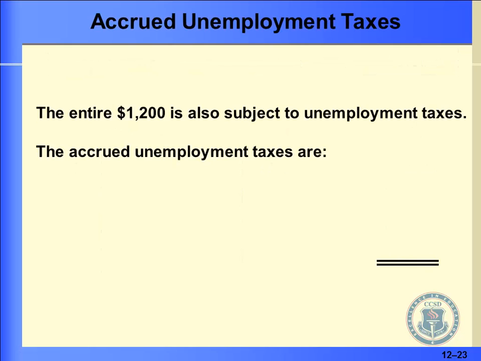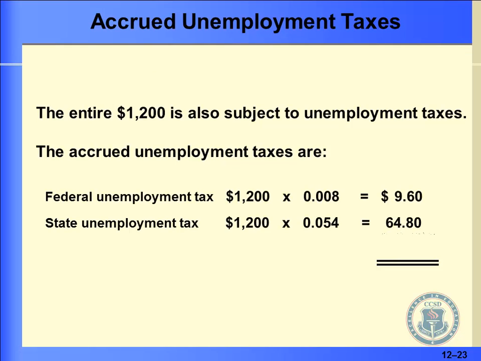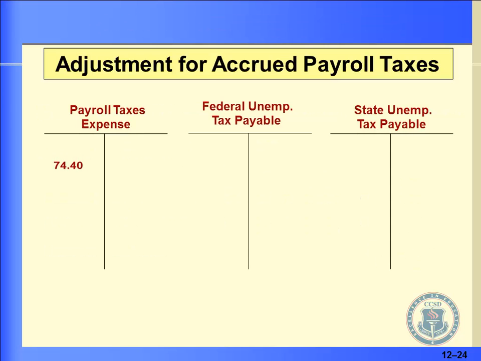Unemployment tax. So we have to do state and federal unemployment tax, come up with these two things. Same thing will happen. We're going to throw this back into payroll taxes expense because we are now expensing it off for the month, but we haven't paid it. So we're going to do a federal unemployment tax payable and a state unemployment tax payable.